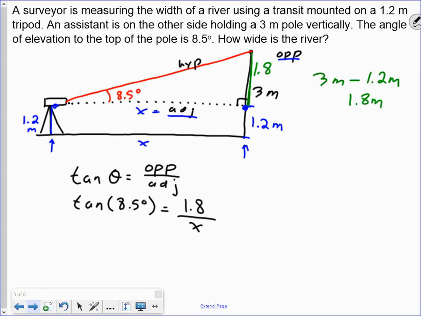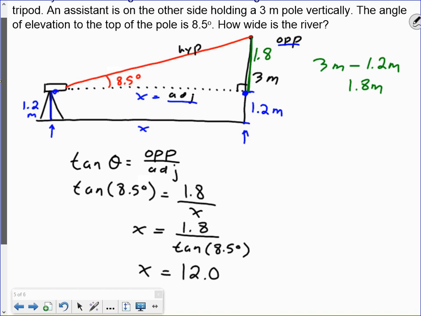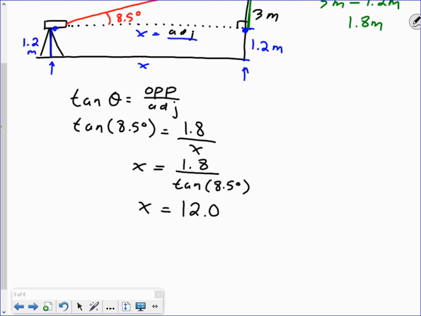And now we just need to solve this trig ratio. So we're going to cross multiply and then divide to get 1.8 divided by tan 8.5 degrees. That value of x is going to be 12.0. So our river is going to be 12 meters wide.